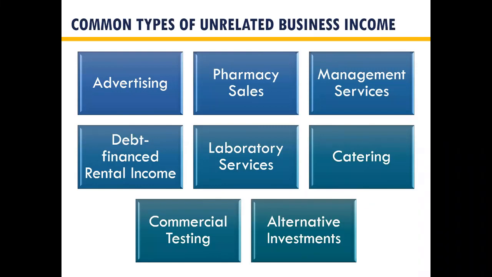So this slide lists a few common examples of unrelated business income. We've got advertising, pharmacy sales, management services, debt finance, rental income, laboratory services, catering, commercial testing, and also alternative investments. With some of these, you could potentially find an exclusion from UBI, but typically these will fall into the unrelated business income category.